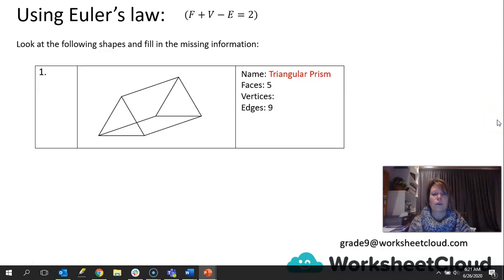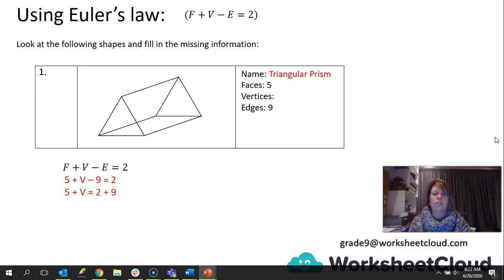So we can use Euler's law to work out how many vertices we've got. Let's try and do that right now. There we have our formula up here to remind us, and we plug in what we know. We know the number of faces, we know the number of edges, but we don't know the number of vertices. We know that faces plus vertices minus edges gives me 2. Faces are 5, plus the unknown, minus 9 is equal to 2. Let's use our algebraic knowledge and figure out what V is equal to.